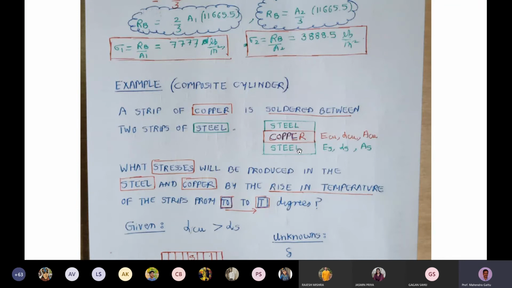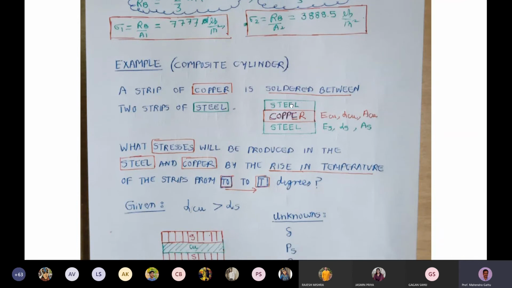So you can imagine this problem to be like this, or another way we can imagine this problem is a circular tube made of steel and a cylindrical copper tube inside that steel tube. Either way the analysis is the same. So for this problem you can imagine, let's say, a composite cylinder. Either way it should not matter.